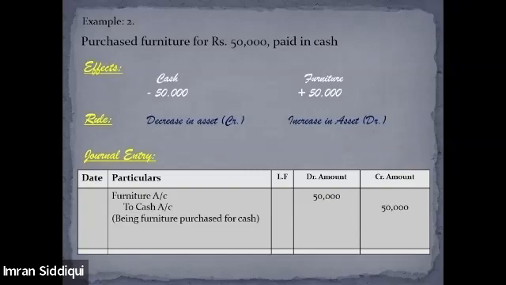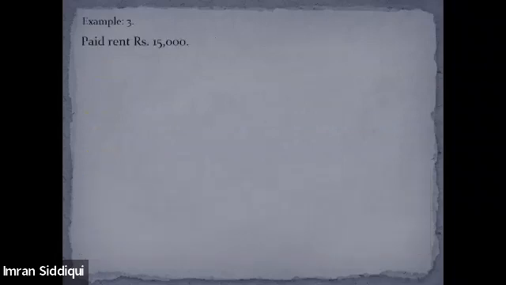Tell me if this is clear or not. Yes, sir. Clear. Okay. Next example: paid rent of rupees 15,000. Again, talking about the effect, paying of rent is paying of an expense. And paying it by way of cash affects the amount of cash available in the business, as well as increasing the overall expense. Rent is an expense, so expense is increasing by 15,000 and cash is reducing by 15,000.